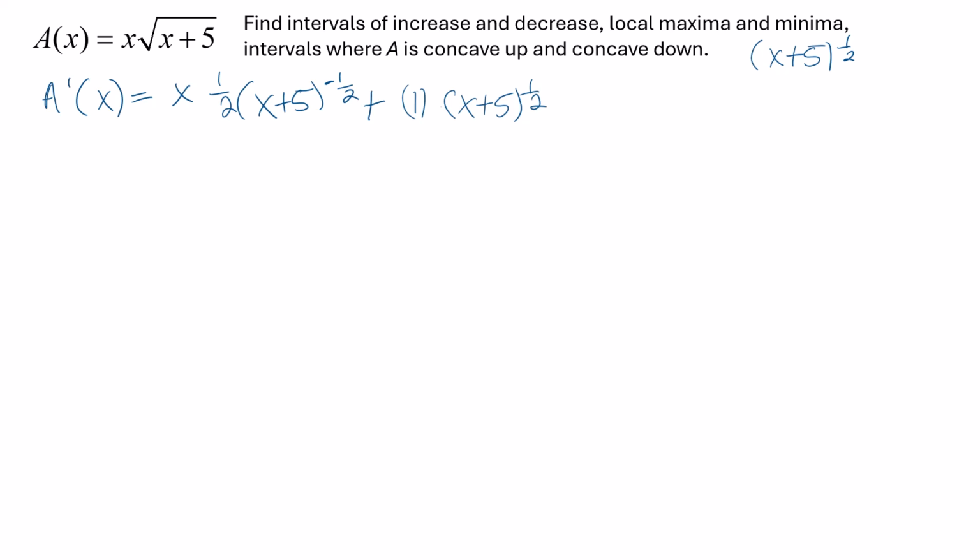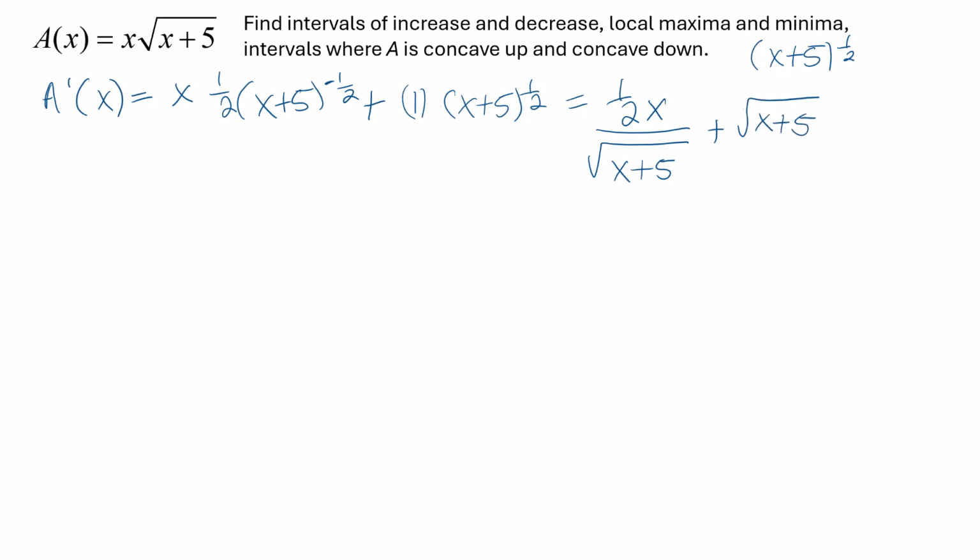So here we have the derivative, and let's actually write it back in radical form so we can look at it and see what we're going to do to solve it. 1/2 x, and that's going to be over square root of x plus 5 because it had that negative exponent on it, plus, and this next term is square root of x plus 5.